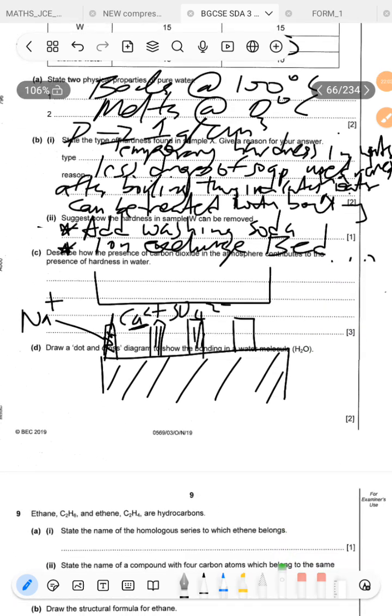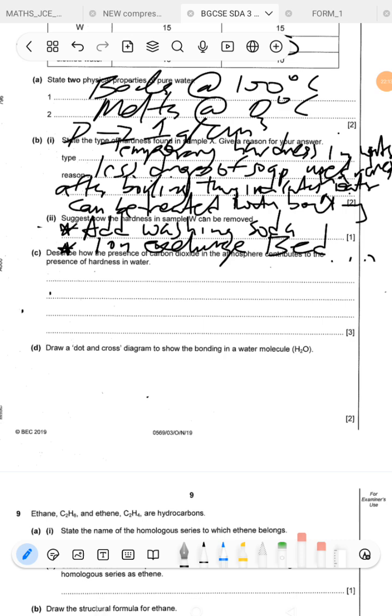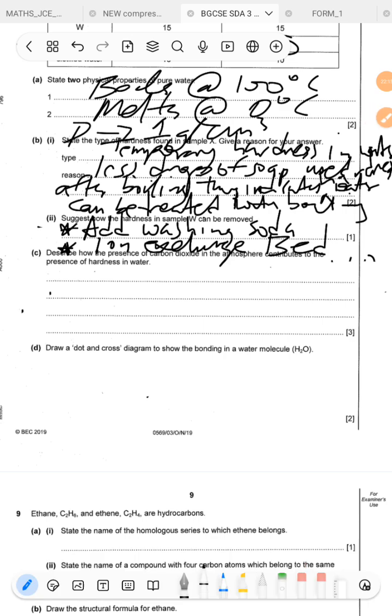Okay, let's continue. Describe how the presence of carbon dioxide in the atmosphere contributes to the presence of hardness in water. So first of all, the carbon dioxide is going to react with what? It's going to react with rainwater to form weak carbonic acid. Now this carbonic acid is responsible for acid rain. So that's the first thing that will happen.